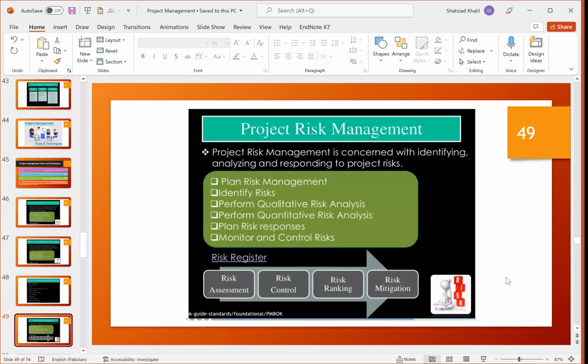Project risk management is concerned with identifying, analyzing, and responding to project risks. So the tasks are plan risk management, identify risk, perform qualitative risk analysis, perform quantitative risk analysis, plan risk responses, monitor and control risk. And in the risk register, there's risk assessment, risk control, risk ranking, and risk mitigation.